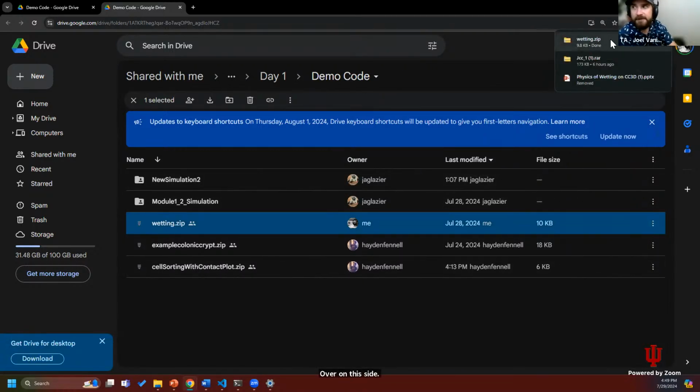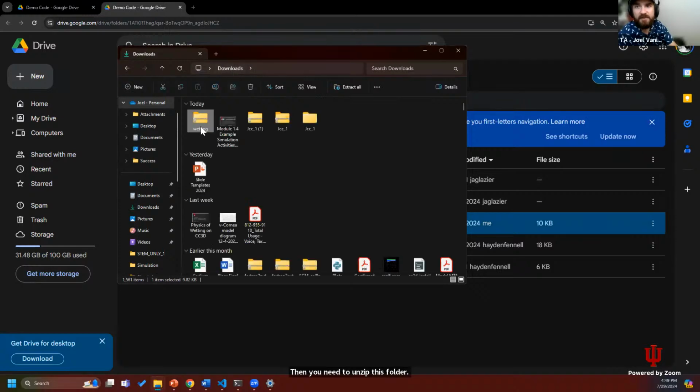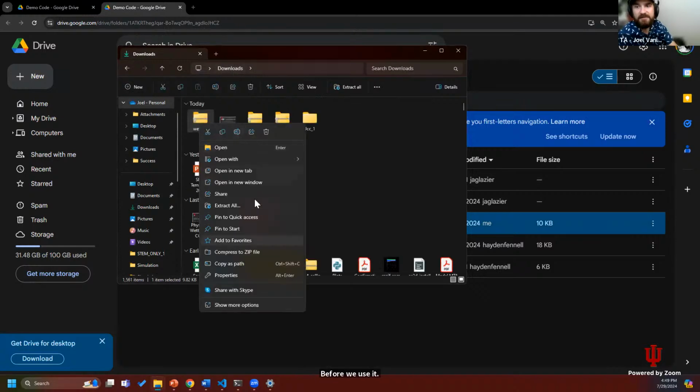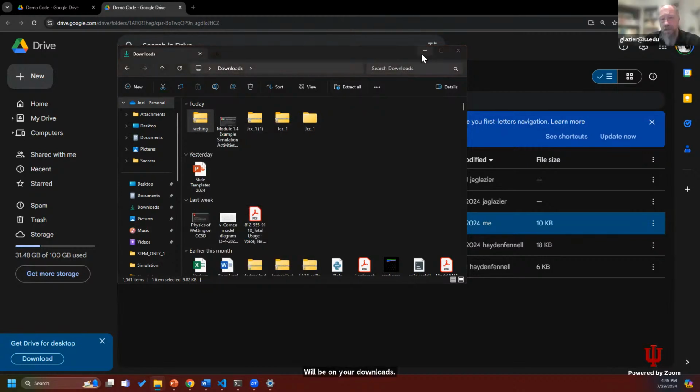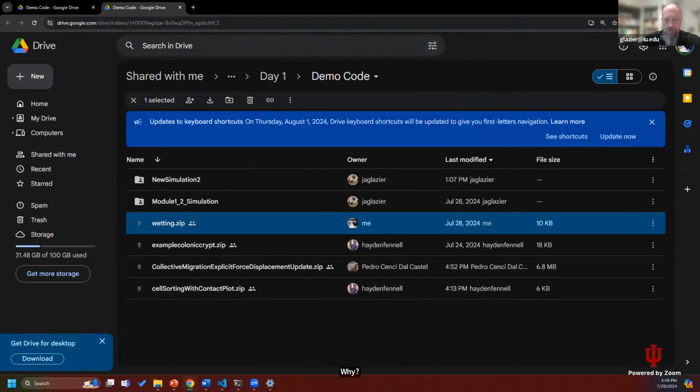Yeah. Then you need to unzip this folder before we use it. It'll be in your downloads. Extract all. Why don't you have them unzip it with Twedit? Yeah, show them. You can also launch it and show them how to do that.